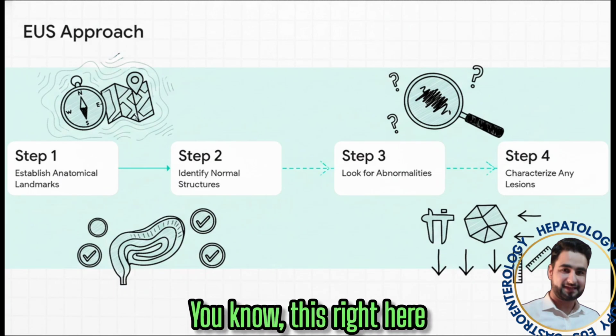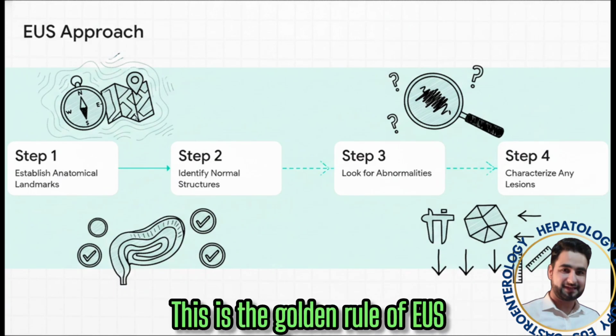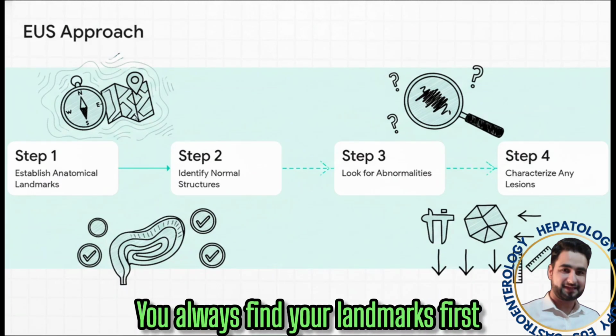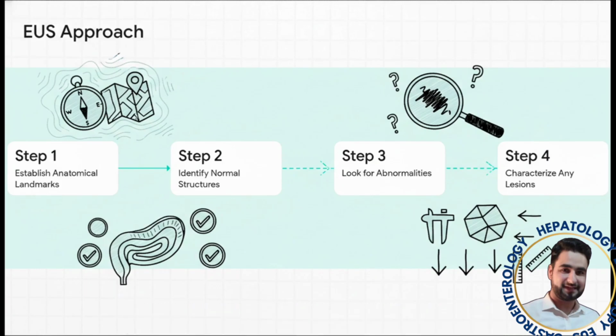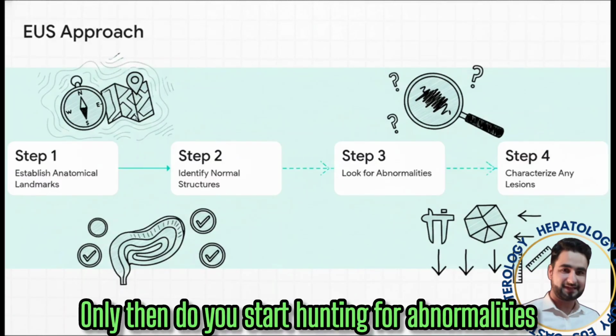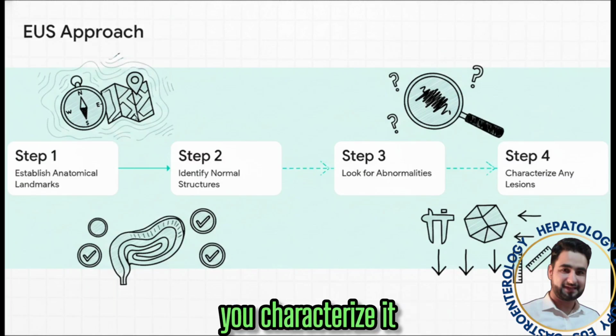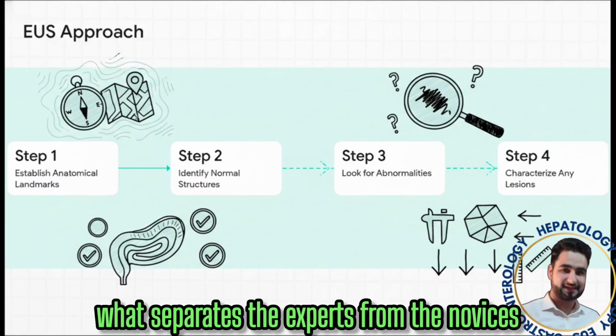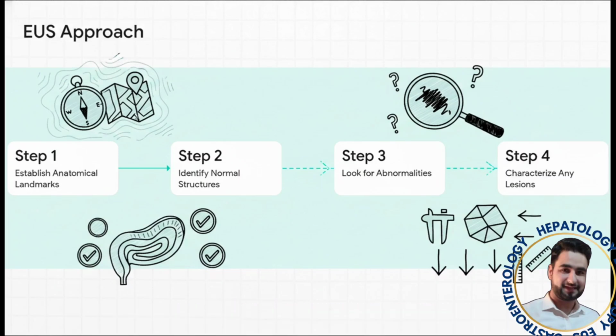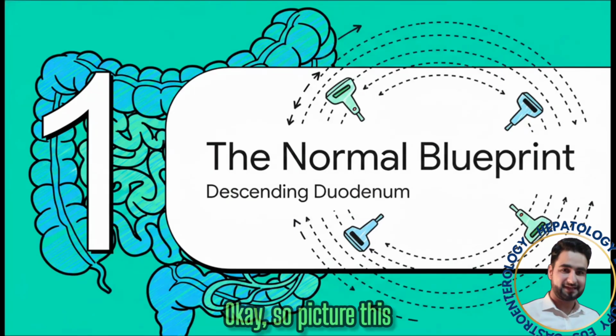You know, this right here, this is the golden rule of EUS. You always find your landmarks first. Then, you confirm your normal anatomy. Only then do you start hunting for abnormalities. And if you find something, you characterize it. This disciplined approach is truly what separates the experts from the novices, and it makes sure you never, ever miss anything.